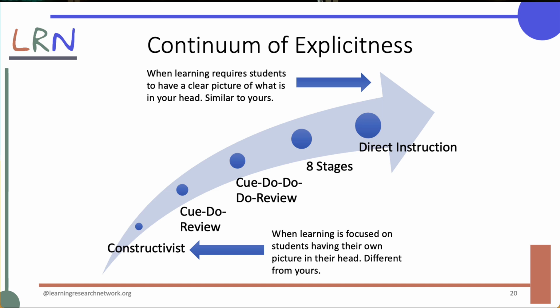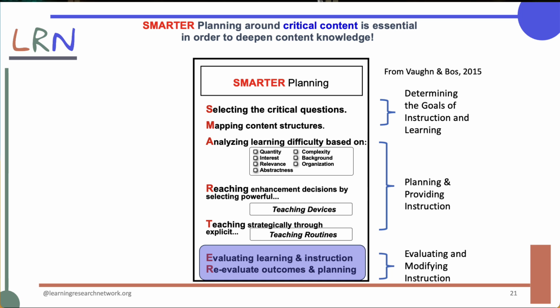You can hear me describing it. It's just really, really explicit. It's planful. It's exact. But it's more efficient because the students then know how to do something and move forward and use it in the content that you're trying to teach. There's no rush to get to the end of the semester if the students aren't with us. This continuum of explicitness really makes that come alive. Okay, so that's smart planning.